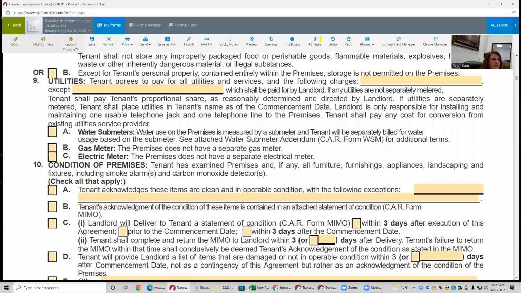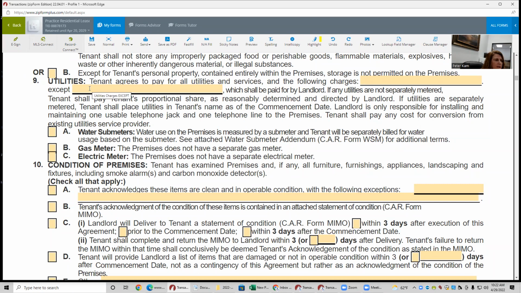Don't leave blanks. Utilities, the tenant agrees to pay for all the utilities and services and the following charges. Now, what would be following charges? Here, I would put Wi-Fi and telephone, anything that the landlord will not be paying for. If they're not going to pay for the Wi-Fi, make sure you're making that clear to the tenant and the tenant's agent. So put Wi-Fi, telephone service, anything like that, that the landlord will not be paying.